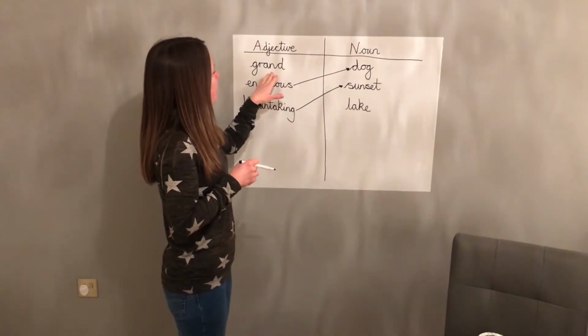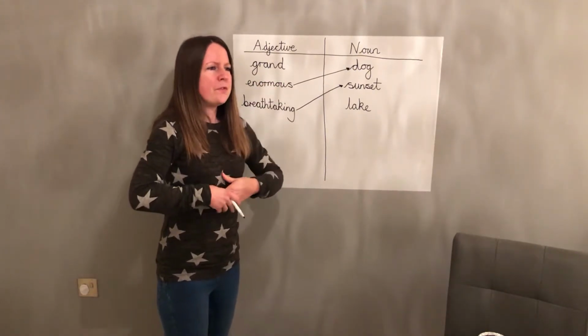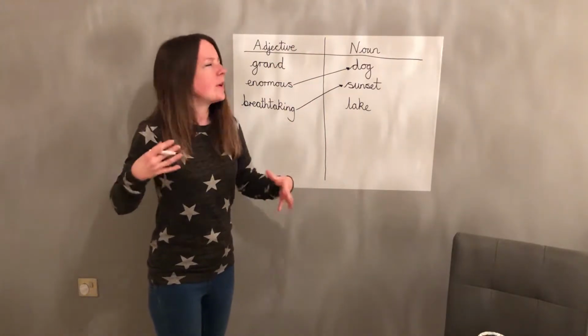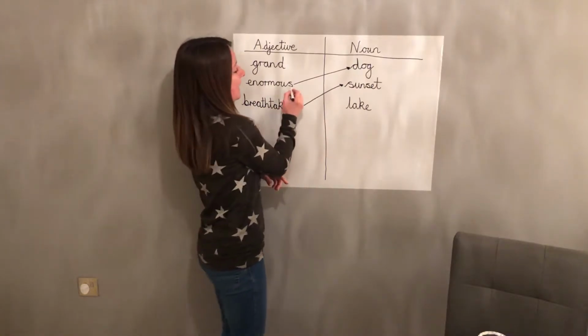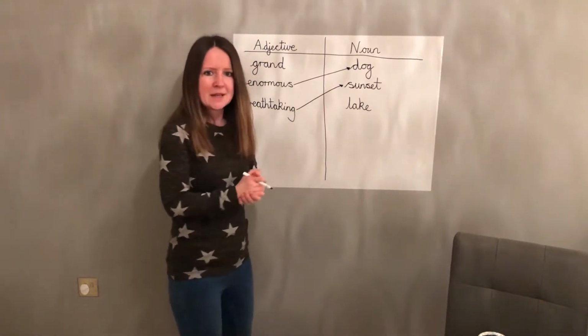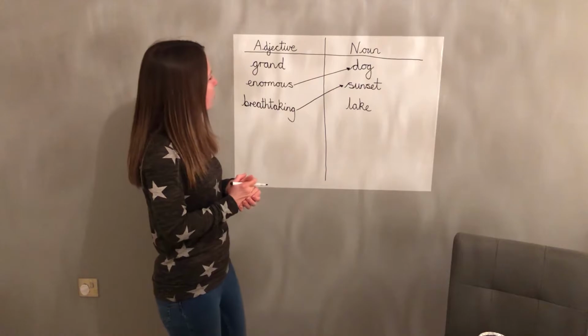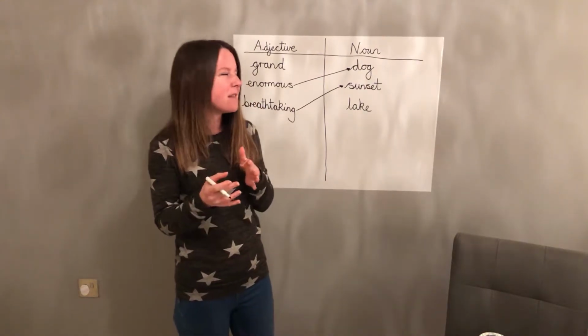Now, grand means very big and expensive looking and plush. I don't know whether that would go with lake. You could have enormous lake as well, so enormous could go with lake, but I don't know whether grand and lake would go together so much.